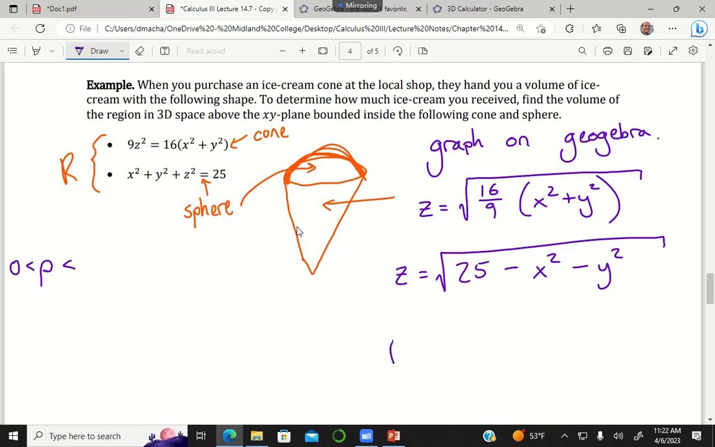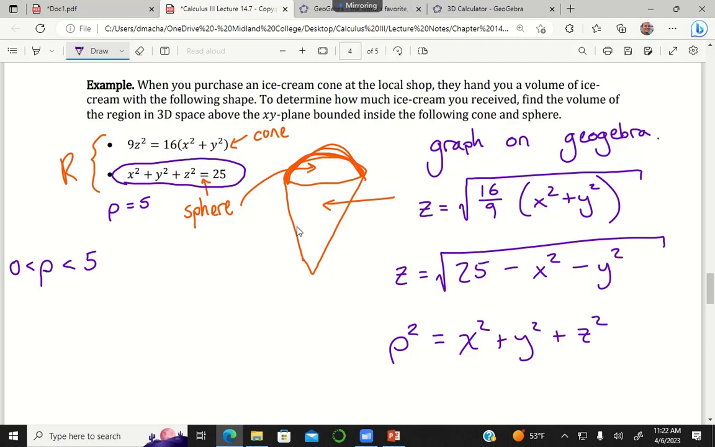And one of my equations for conversion was rho squared is equal to x squared plus y squared plus z squared. So now if I look at the sphere, the equation of the sphere is just rho squared equals 25. I could just say rho equals 5. So sure enough, in spherical coordinates, it's really easy to describe a sphere. So I just say rho can be anywhere between 0 and 5.